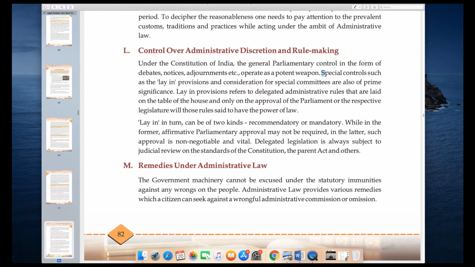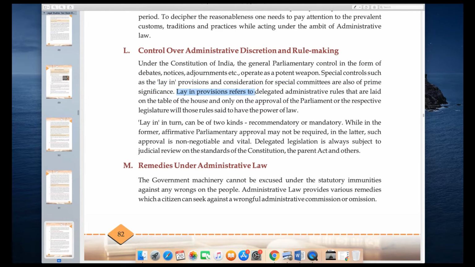Okay, now special controls such as the lay-in provisions and consideration for special committees are also of prime significance. You know that there are different parliamentary committees that are formed from time to time, and some parliamentary committees are permanent in nature. So those things keep the things in balance. Okay, so no one is supposed to come arbitrarily and make things as he wishes, right?